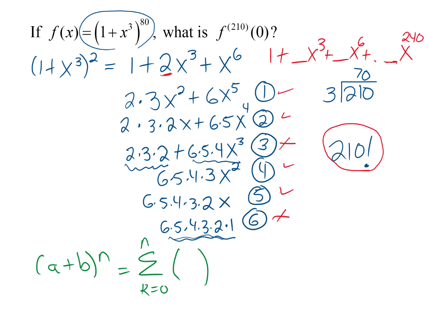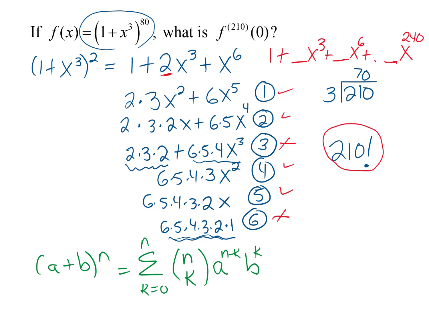Actually, I was writing it in general, though. Let me put the numbers in a minute. This is always the power, and then this would be whatever k you're on, whatever term you're on. Then this would be a to the n minus k and b to the k. So if you wanted to know the kth term of some polynomial like this one, we want to know the 70th term, its coefficient, we can find it with this.